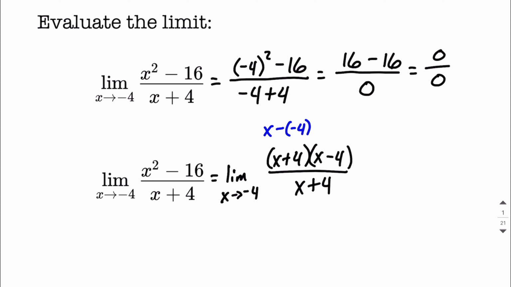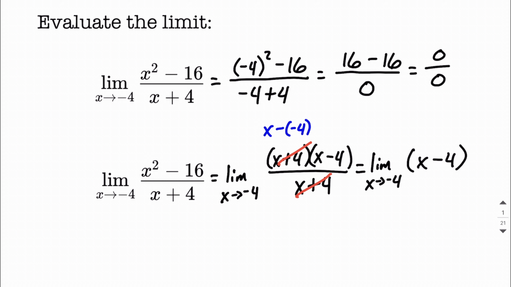At this point, notice that with our factoring, we end up with a common factor between numerator and denominator. Each one of these includes an x plus 4. So let's go ahead and reduce this down and eliminate the x plus 4's. We're allowed to do that because we're taking a limit here, just getting close to -4.